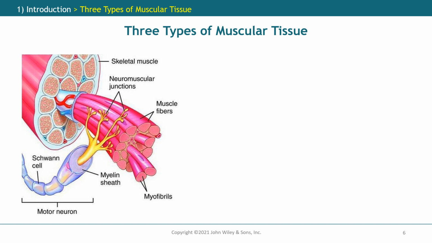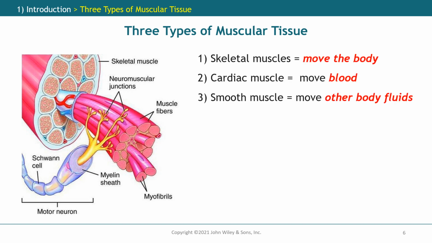From a very general perspective, we can say that the skeletal muscles, the ones that cover all your body, are in charge of the movement of the body, while the cardiac muscles are in charge of the movement of the blood. So you have the heart pumping blood through all your body, and finally the visceral smooth muscles are involved in the movement of other body fluids.